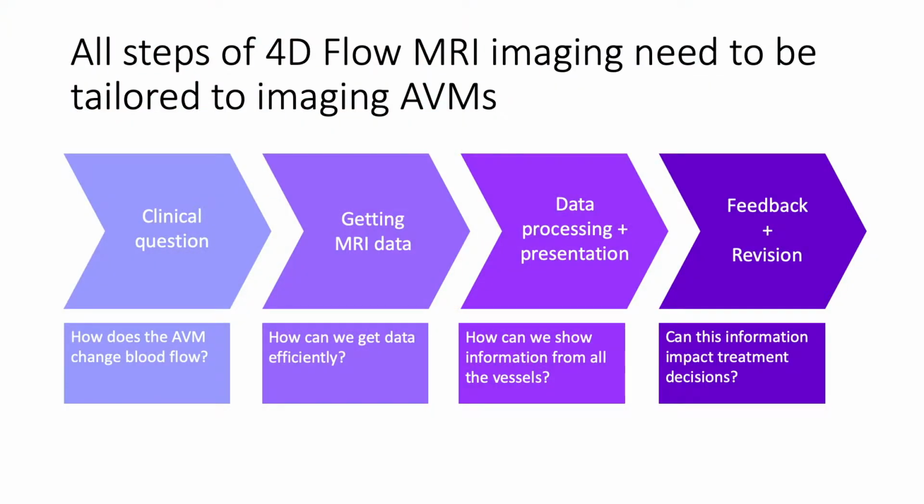And building this relationship between the imaging and the treatment actually requires a whole process. So we start with the clinical question of how does the AVM change the blood flow? And from there we need to decide how we can get that information efficiently. Once we get the information, we try to see how we can process it and present it so that all the key facts about each vessel are clear from what we're showing.